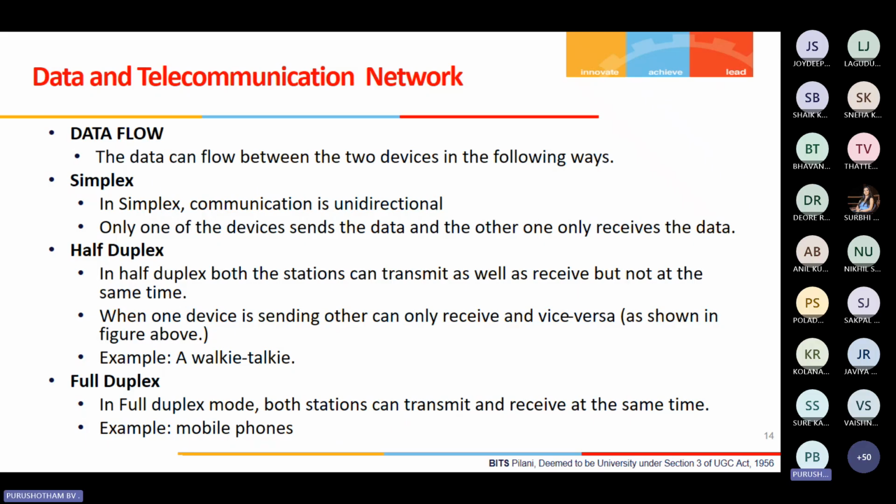data flow that can happen. One is simplex, where there is only one-sided communication, that is, unidirectional. Radio is an example of such a thing. Only one of the devices sends the data and the other only receives the data. So there is a radio station. I think radio you may not understand today; it is going to be FM, you can say. It's all FM today, right? Not the earlier amplitude modulation. It's all frequency modulation. So with FM you are using a digital way of doing things.